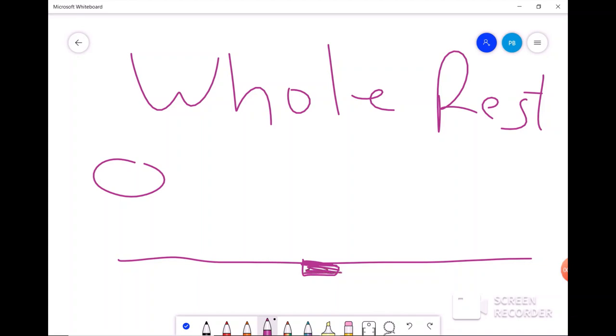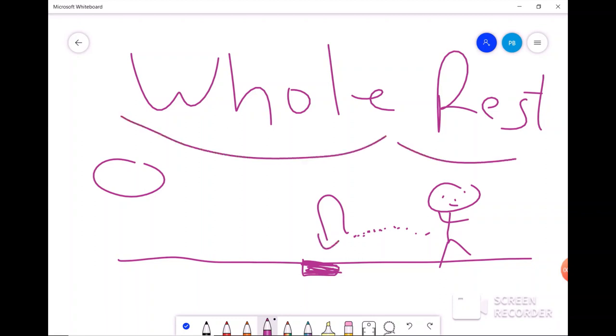To remember that that's a whole rest, you can imagine a guy walking along on this line, and he walks along, and he falls into the whole rest. Get it? He fell into a hole, so it's a whole rest. Remember that whole rests get 4 beats.